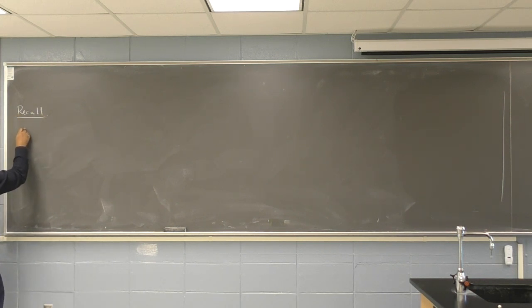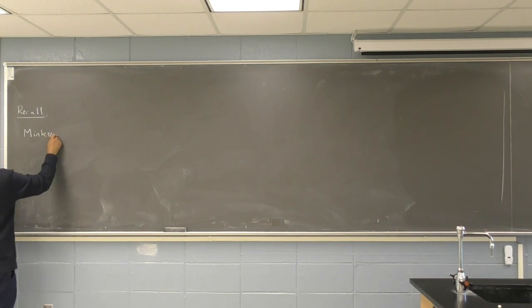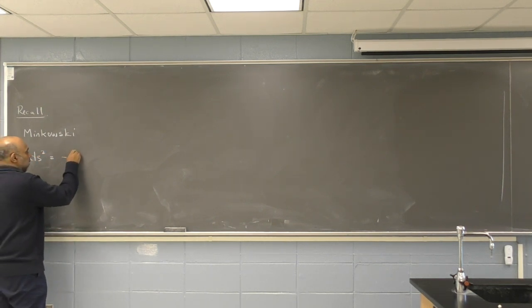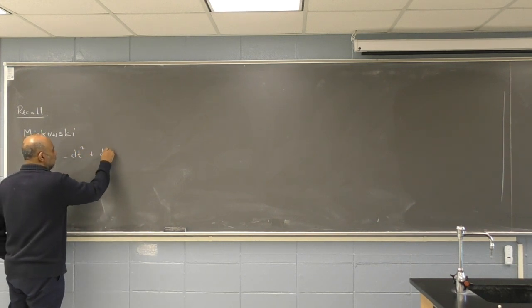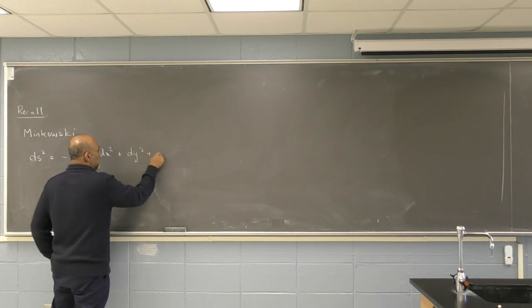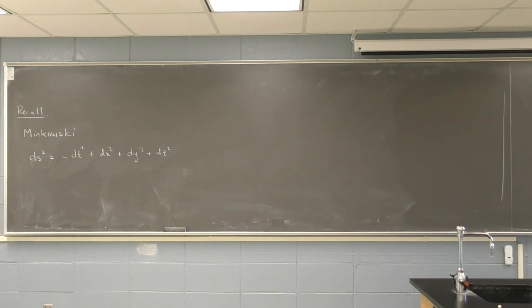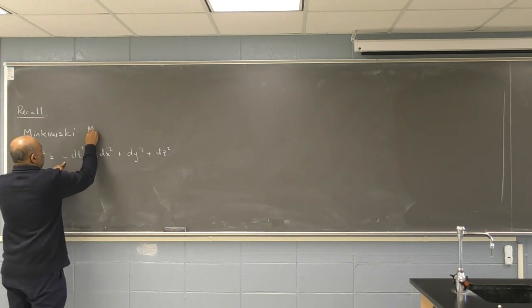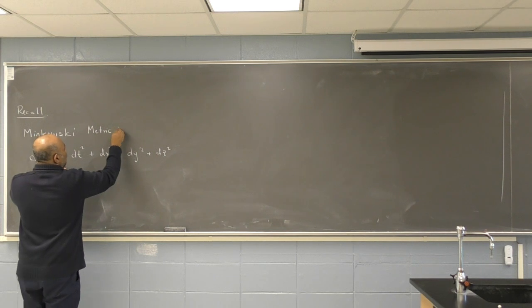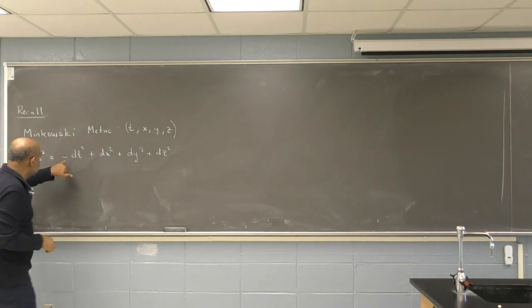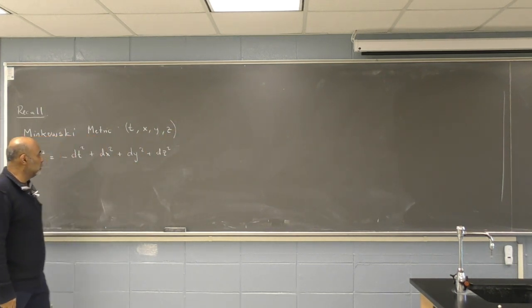In Minkowski spacetime, the metric, or should I say the line element, is typically given by minus dt squared plus dx squared plus dy squared plus dz squared. This is in Cartesian coordinates. We won't spend too much time here, but if you notice the time coordinate, and I'm using coordinates t, x, y, z, this is negative, and the rest of the coefficients are positive.